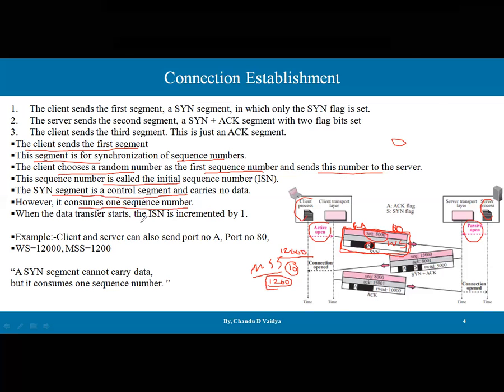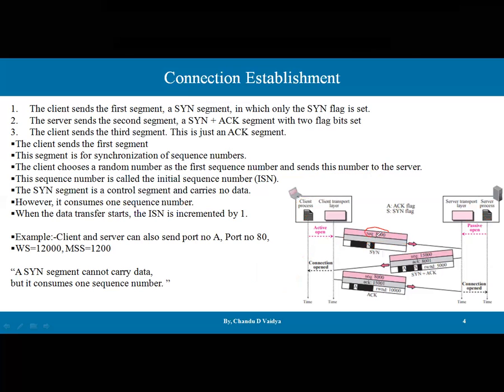When the data transfer starts, the ISN is incremented by 1. And this number is going to be selected randomly. If it were not selected randomly, everyone would take 0, and that would create a problem. So it is selected randomly. The SYN segment cannot carry data, but it consumes one sequence number. So I hope it is okay with you. That is the active open as a client to the passive open as a server. The client is sending the request to the server with all the provisions in the TCP header format.